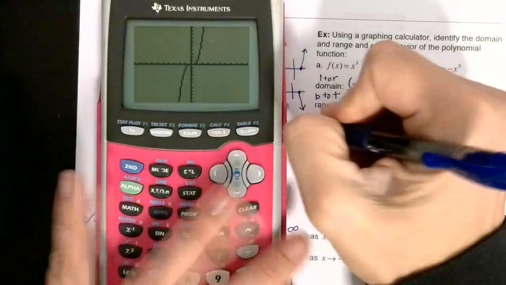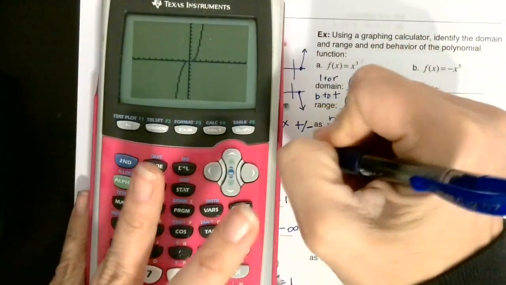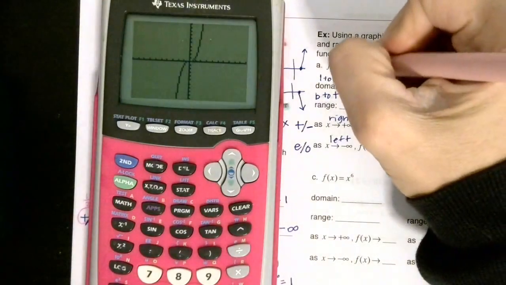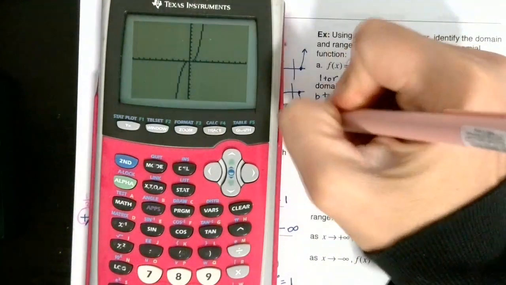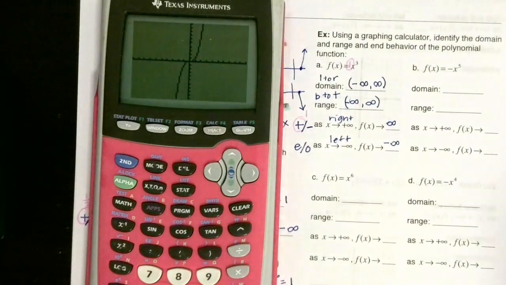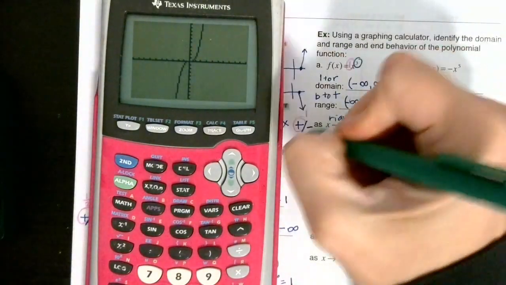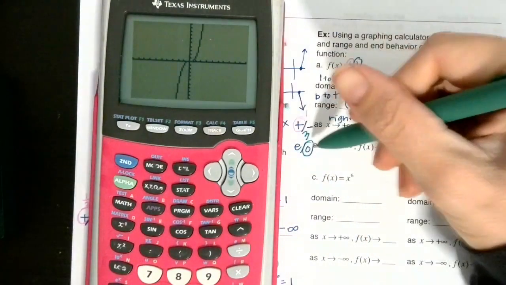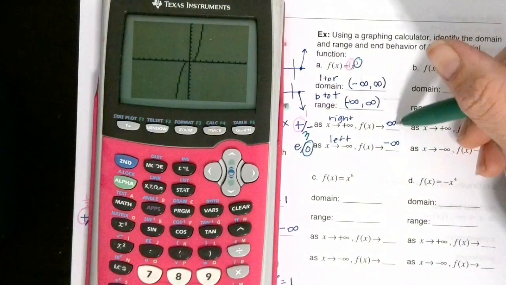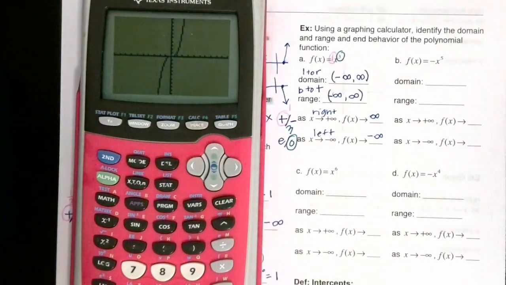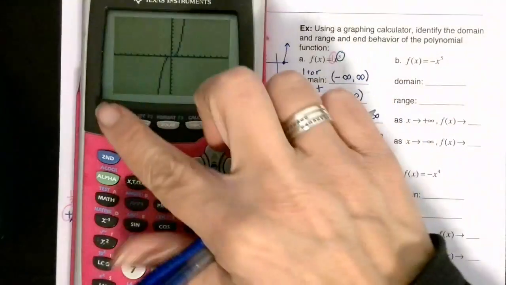I do just want to show you real quick, plus, minus, even, odd. The number in front is +1, which means it should be going to infinity, and the power, or the degree, is 3, which is odd, so it should have opposite behavior. This one was going up on the right, so this one should be going down on the left, and that's true. Okay, so let's go ahead and take a look at the next one.